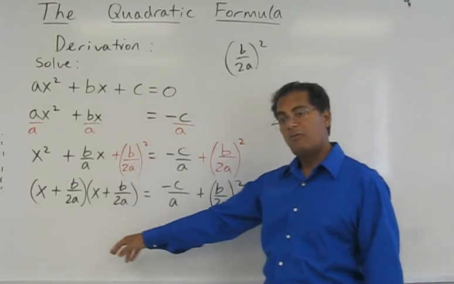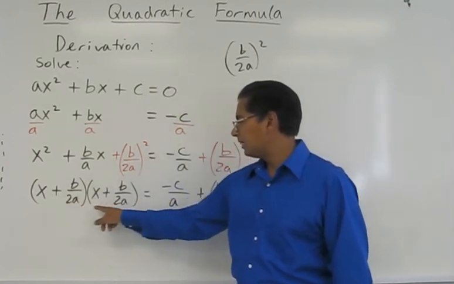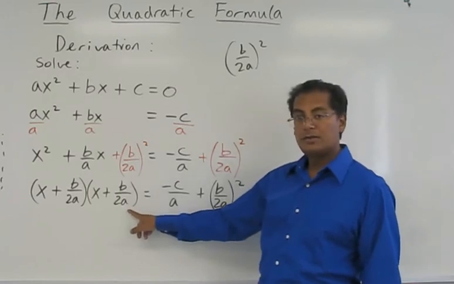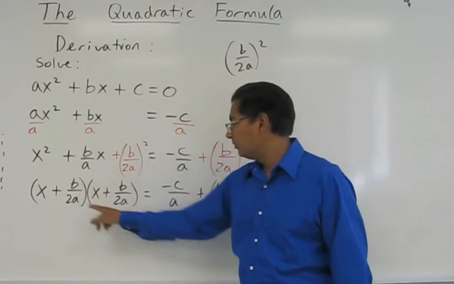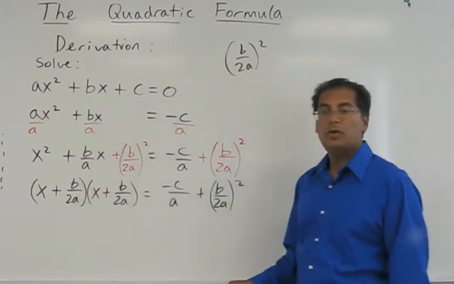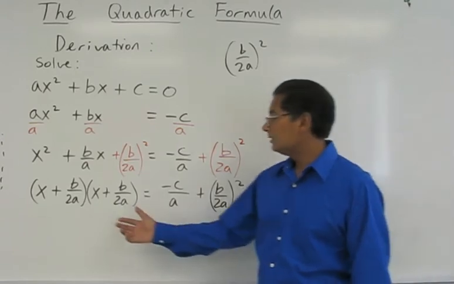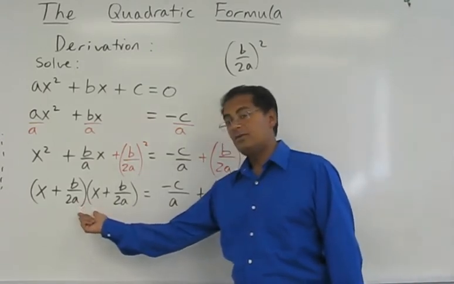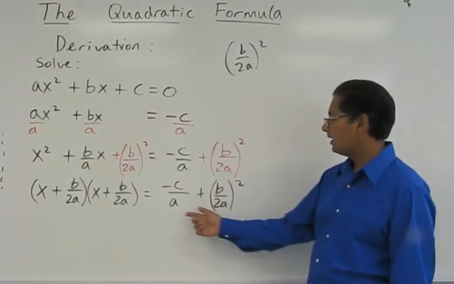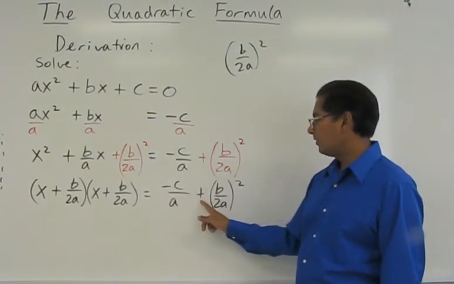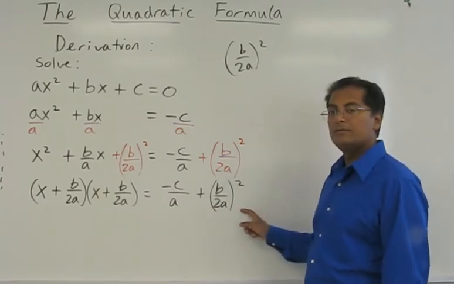And you could check that by multiplying this back out. Remember, we'd have x squared, and then b over 2a times x plus b over 2a times x would give you b over a times x. And then b over 2a times b over 2a gives me b over 2a squared. So you might want to check it by multiplying it back out to verify to yourself that this is the factorization of the above expression. And on the right side we'll have negative c over a plus b over 2a squared, just from above.